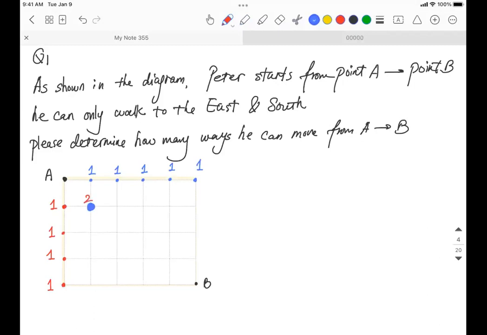Yes, because in order to go to this blue point, there are only two ways he can achieve it. He can either go from here or go from here, right? Because he can only go to the south, he can only go to the right. So in order to arrive at this blue dot, he must come either from here or from here. So the total ways to go to this blue point is basically adding the numbers for these two black circles, which is 1 plus 1. It makes sense, right? If that's the case, how many ways can he come to here?